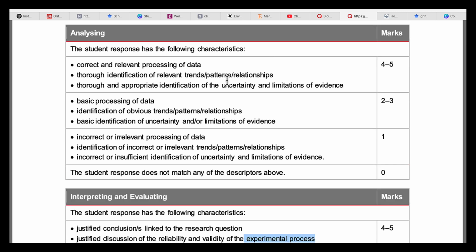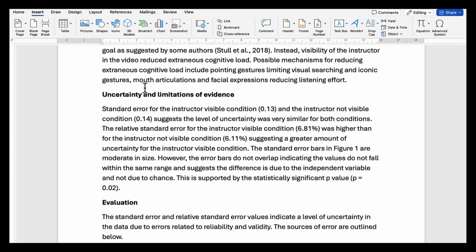All right, so what are we looking at here? Thorough and appropriate identification of uncertainty and limitations. All right, so make the statement here, uncertainty and limitations. This is when you're going to talk about standard error, relative standard error, and error bars. All right, standard error, relative standard error, and error bars. Now, you're going to make a judgment about, are they the same, or is one larger than the other? You're going to make a judgment about the size of it in terms of your uncertainty.